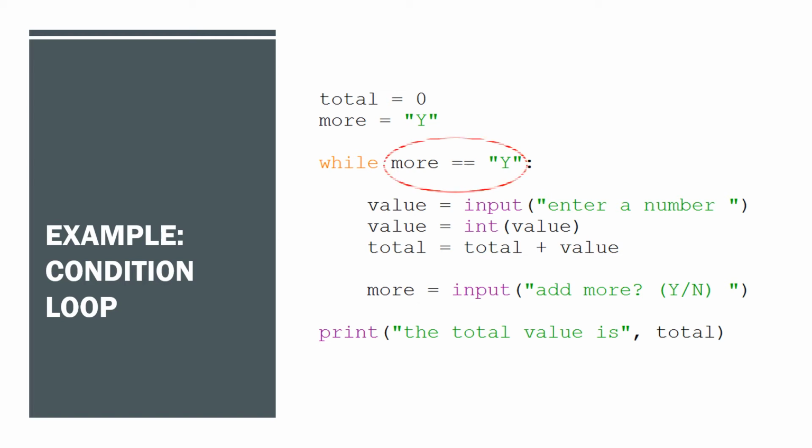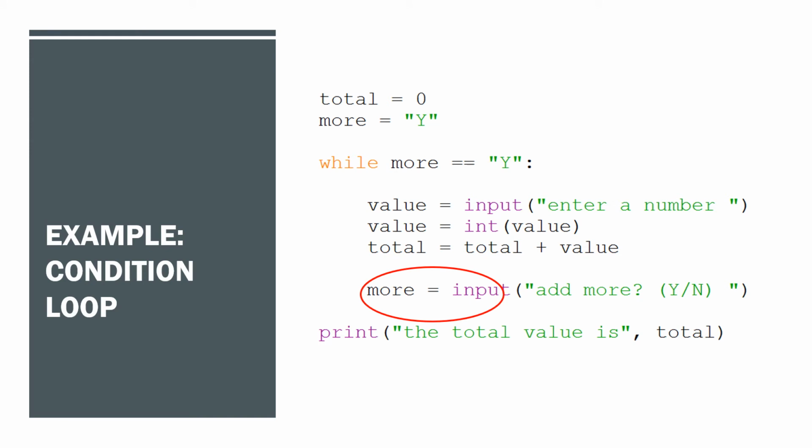But what's different? Well, in the header of the loop, we're using a logical test. And in this example, we're using a variable called more, and we're testing whether it has the value uppercase Y. Before the loop begins, we have to give that variable a value. And in this example, we've given it the value uppercase Y, so we can be certain that the loop will repeat at least once.